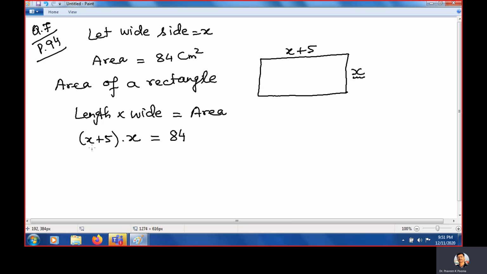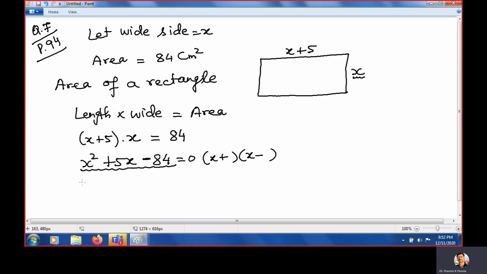If we multiply this, x into x is x square. x into 5 is 5x. And 84, if we bring this side, it will be minus 84. Clear? Now, to find the value of x, you need to find the factors of this equation. It is minus here. Minus means one factor will be plus and one factor will be minus. Clear? So now try to find the factors of 84.